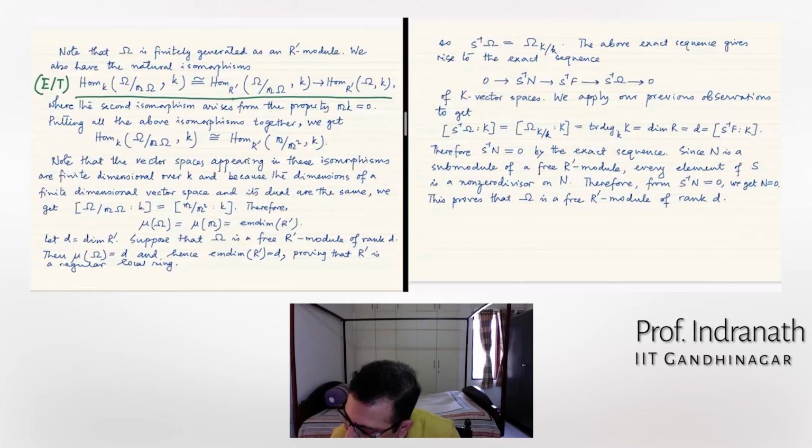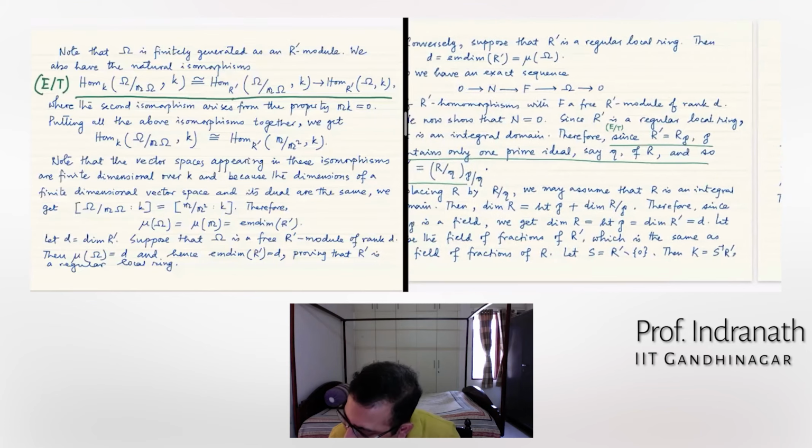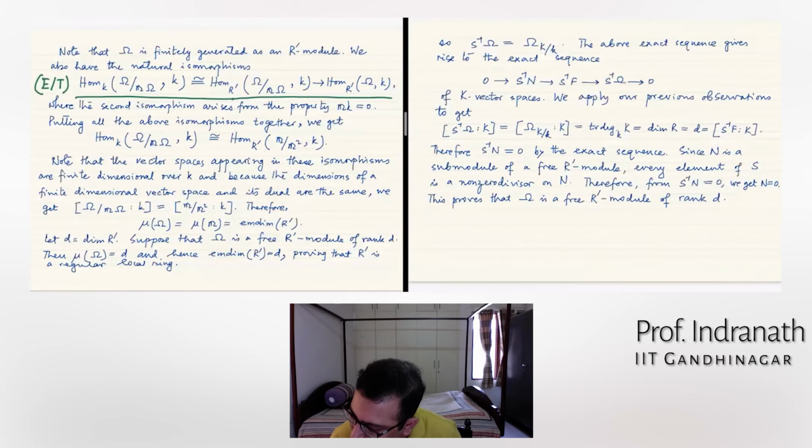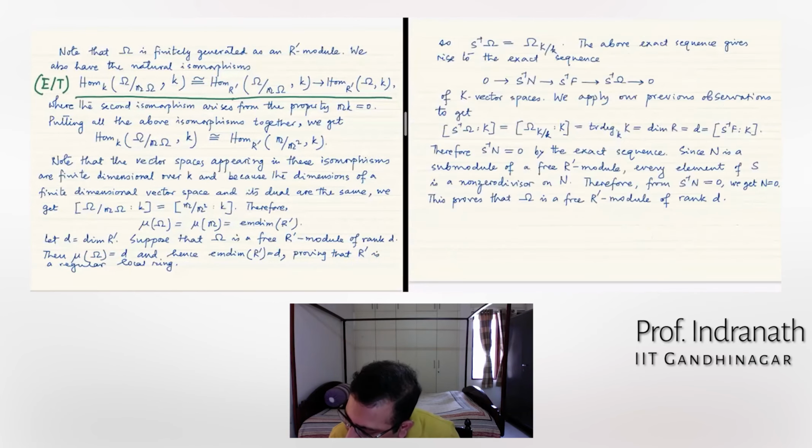Okay, so then it would follow that the dimension of this S inverse N has to be 0 from the exact sequence, and N is a submodule of a free R dash module. Okay, N was a submodule of F, and N is a submodule of a free R dash module, and every element of S, remember, this is your S, is a non-zero divisor on N. So it follows that S inverse N equal to 0 should give you N equal to 0, and therefore it's a free module of rank D.